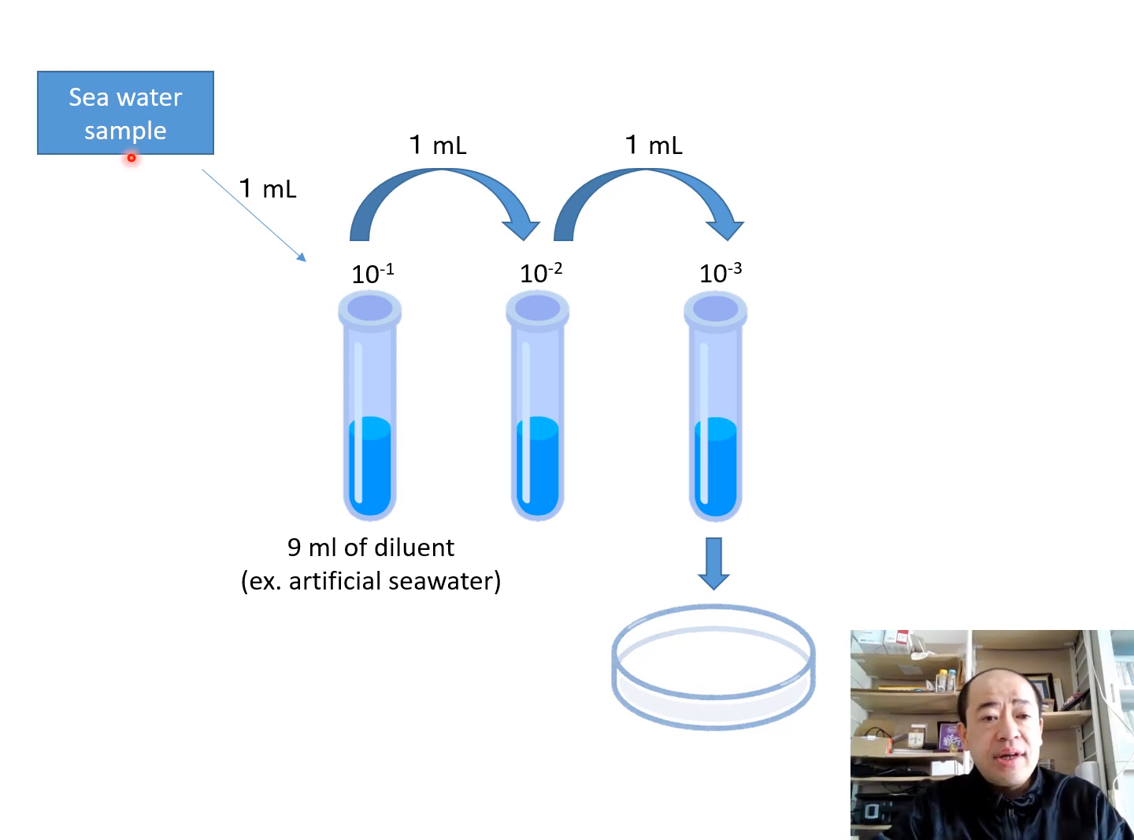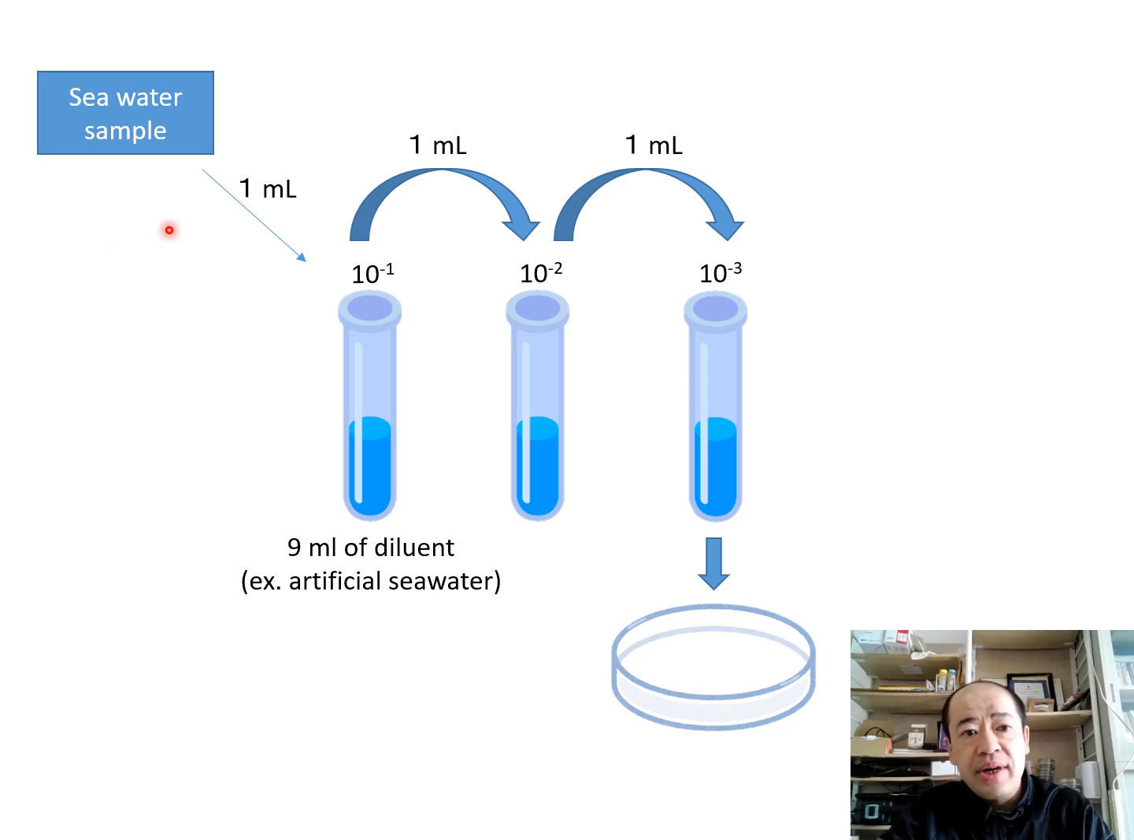For example, we collect seawater samples and we want to know the number of marine bacteria per milliliter. As I explained in my lecture, let's dilute. We prepare some solution for dilution: 9 milliliters of diluent in one test tube. Set up 3 tubes.